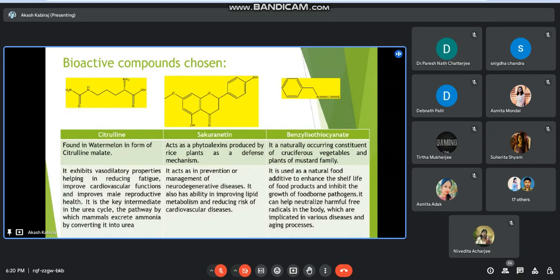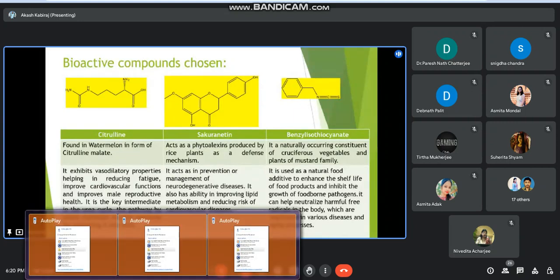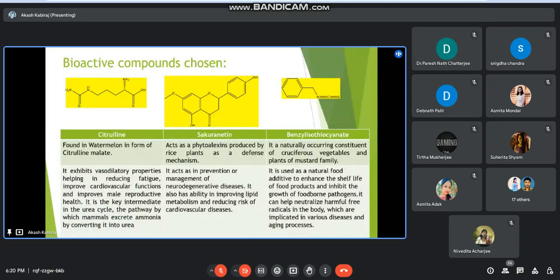Sakuranetin acts as a phytoalexin, and it is used by rice plants and cherry blossom plants as a defense mechanism. Its use is in the prevention of neurodegenerative diseases, and also in improving our lipid metabolism and reducing the risk of cardiovascular diseases.